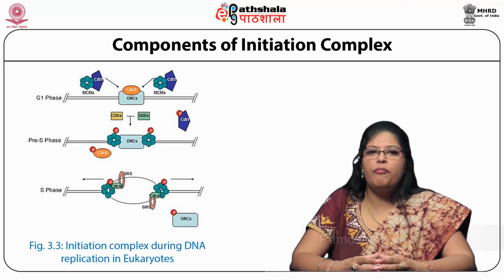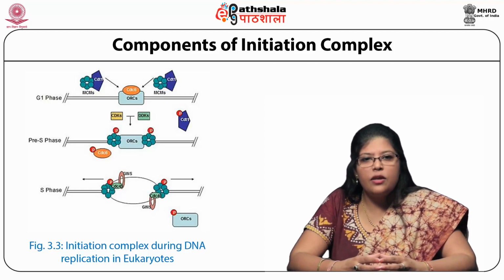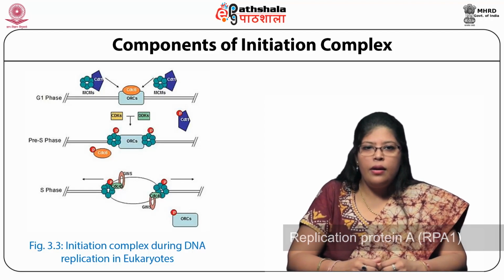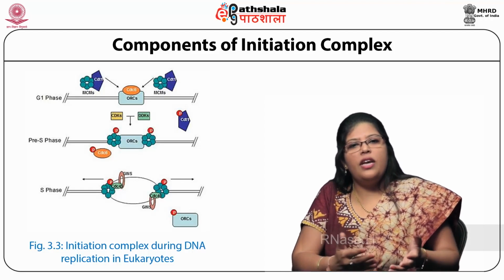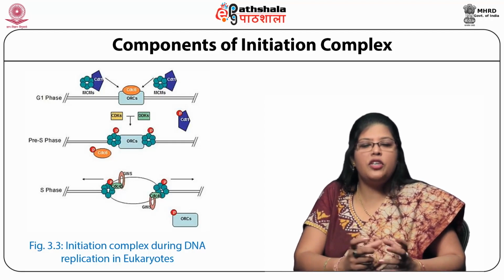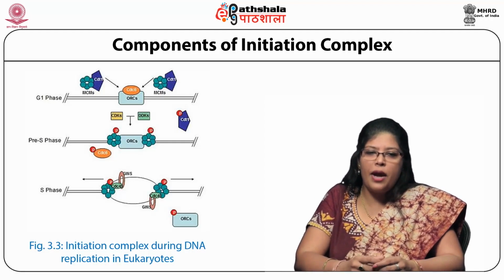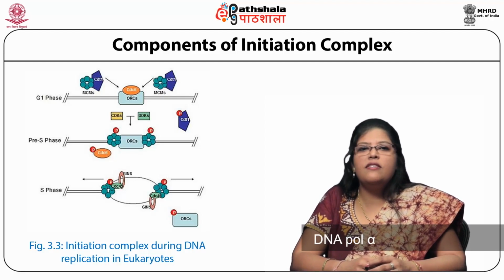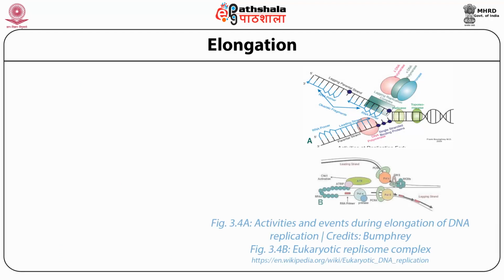Then comes the role of the primosome complex, which includes replication protein A, RPA1. It includes RNase H, which is the RNA removal protein, which helps in removing the RNA primers, and it includes DNA pol alpha, which is the extending enzyme. Elongation of these newly synthesizing DNA strands marks the next stage of DNA replication.